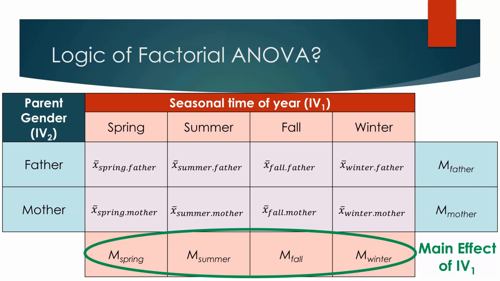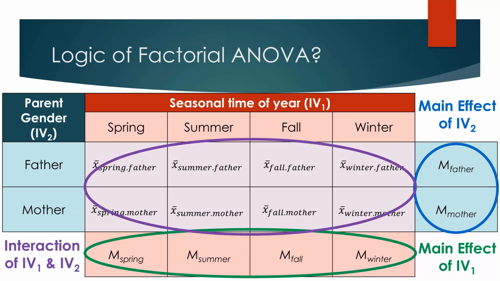I want to see if there's a difference between those means. That would be the main effect of independent variable 1. If I want to look at the difference between just the means of parent gender, that would be looking for the main effect of just the second IV. And then if I look at all these combinations, that's where I'm really interested in the interaction of the independent variables here. So a factorial ANOVA can do all of this in one analysis. It can look at the main effects and it can look at the interaction.